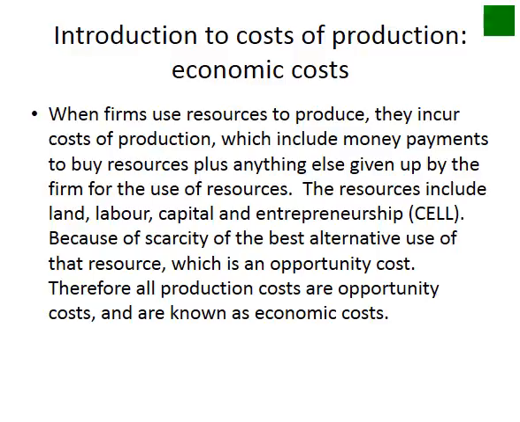We're going to look now at the concept of economic costs, implicit costs, and explicit costs, and compare and contrast that to accounting costs. We know that when a firm uses resources to produce, it incurs costs of production. These are money payments for the use of resources: land, labor, capital, and entrepreneurship. Because of scarcity, and the best alternative use of those resources, there's an opportunity cost. So all production costs are opportunity costs and are known as economic costs.